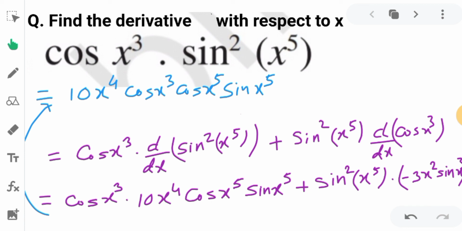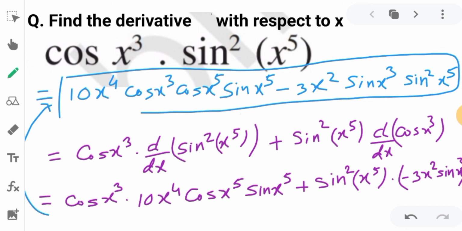10x to the power 4, then plus into minus gives minus, and then 3x square, and then sin x cube, and then sin square x to the power 5. Okay, so this will be our final answer. So this is a 5-mark question, so obviously this much lengthy steps you will get.